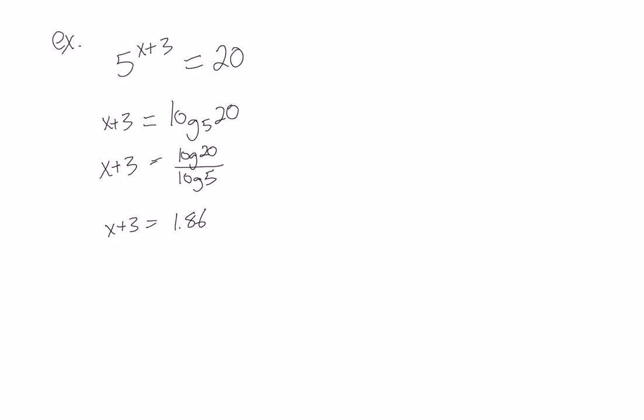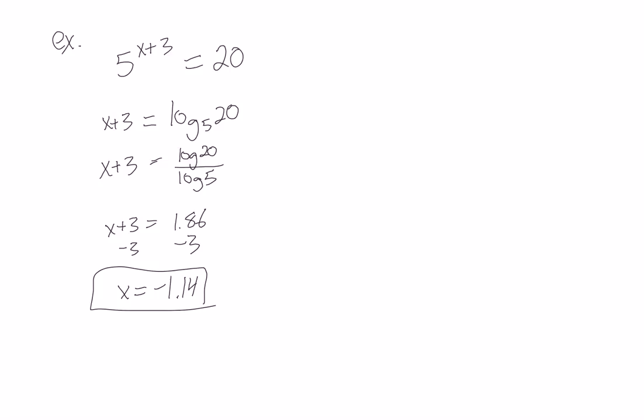So now we just do like any other equation. Let's subtract the 3 from both sides. That means x will equal negative 1.14 if we round it off. And that's it. So it's the same sort of idea, just switch it to logs first, and then from there solve the regular equation. Okay, with a question like this, there's a different way we can actually solve this.